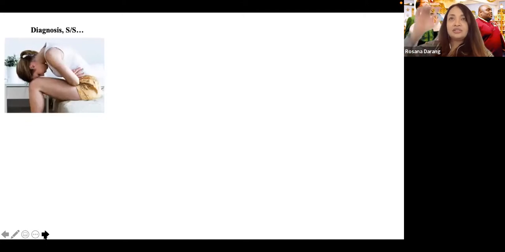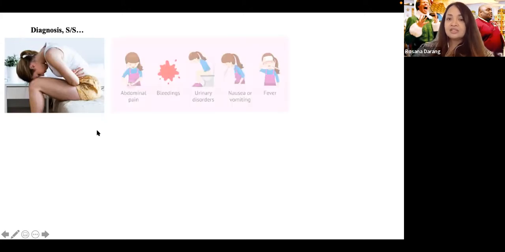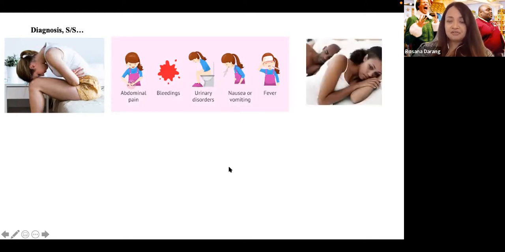Okay, so how do we diagnose PID? With that massive infection, you could expect a lot of pain, tenderness on bimanual examination, bleeding, urinary disorders, nausea and vomiting, and of course, fever. There's also, this picture shows you dyspareunia, or painful intercourse, during or postcoital, after intercourse. That's also a sign of PID.